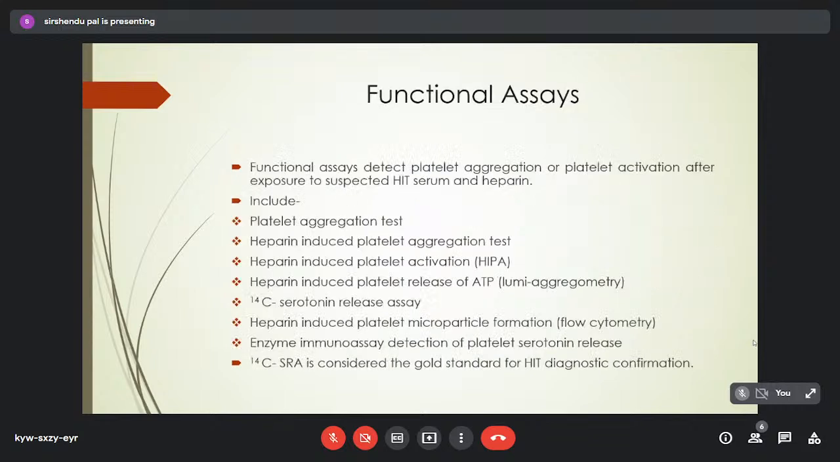Functional assays actually detect the platelet aggregation or the platelet activation after exposure to suspected HIT serum and heparin. There are a number of functional assays, of which heparin-induced platelet activation and the serotonin release assays are important. The carbon-14 serotonin release assay is considered the gold standard for HIT diagnostic confirmation. The serotonin release assay employs washed donor platelets, and detects their activation by measuring the release of endogenous serotonin that is induced by addition of patient serum in the presence of heparin.